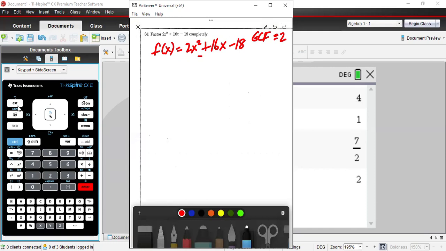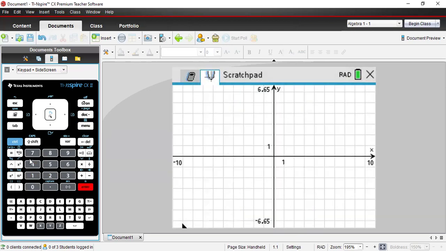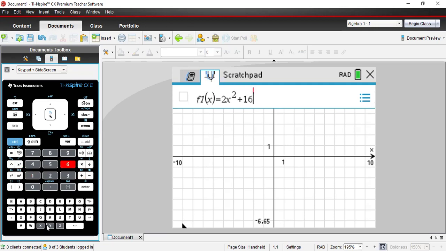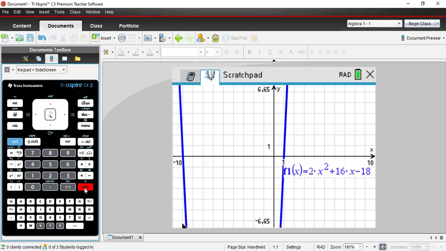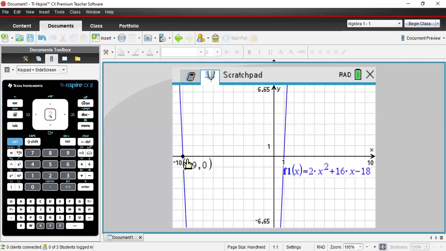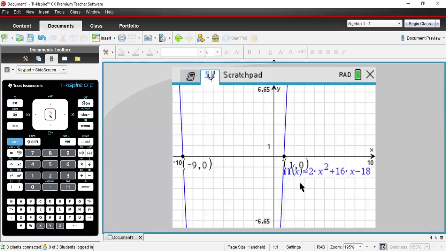There should be 2 at most. So if I go here, let me get rid of this, menu 14. And then let's enter this, 2x squared plus 16x minus 18. And then I'm going to use menu 61 because I want the zeros. Once I know the zeros, then I also know the factors. Menu 61 again over here. All right, so here are my two zeros. So x equals negative 9 is one zero, and x equals 1 is the other.